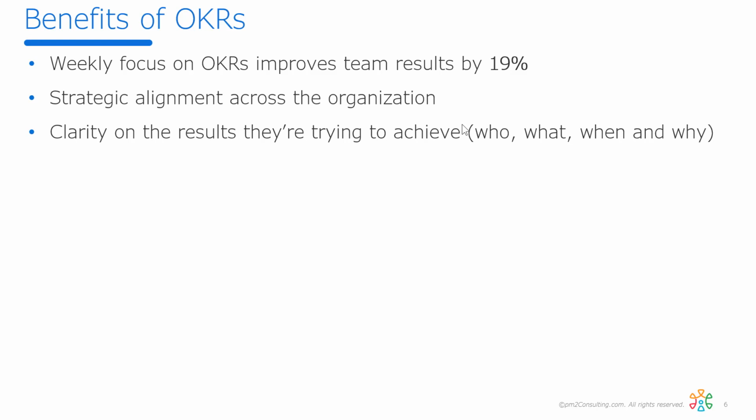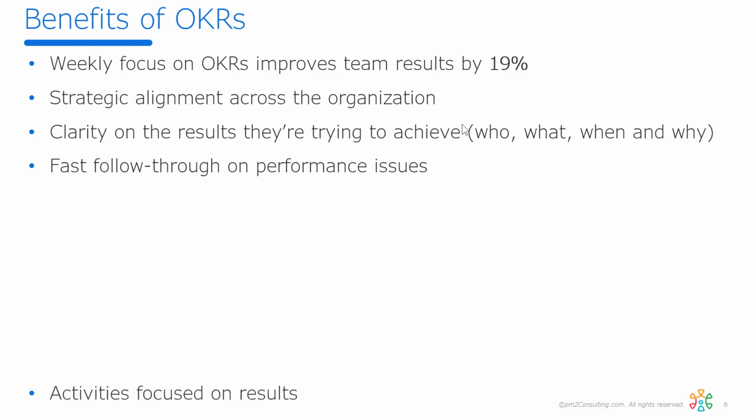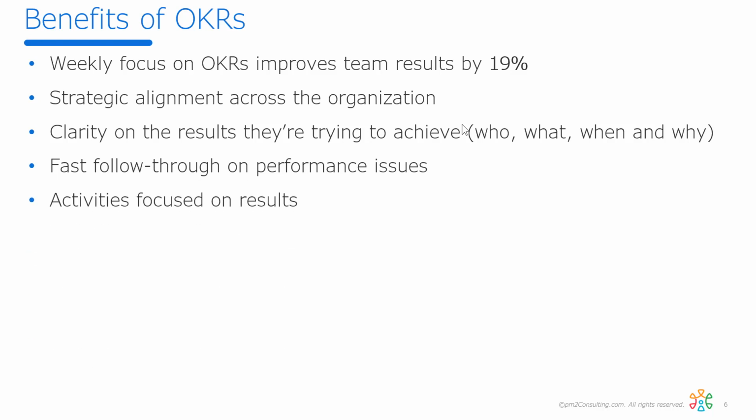And this is not just what we're trying to achieve, but who's going to do it, what exactly we're looking for, when we expect it done, and even why. How does it fit into strategic context, which allows us to problem solve better. It also allows us very quick follow through as soon as performance issues occur. And that reduces the number of meetings because we don't have as many panic meetings anymore because the crises don't happen. And then the last common result we see is that our activities get way more focused on the results. If we look at people's utilization rate, they go way up in terms of solving customer needs.